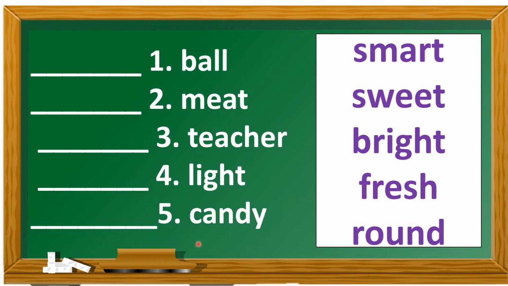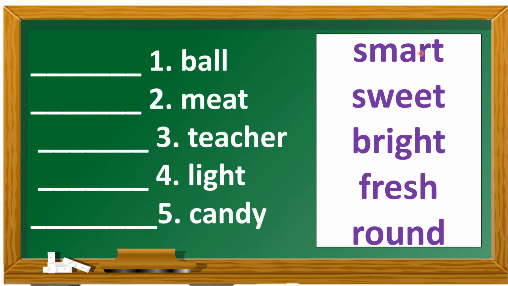Lahat ito ay pangalan. Yung ball, bagay. Yung meat, pagkain. Belong pa rin yun sa bagay. Teacher is a person. So light, ito yung light is ilaw. Okay, it's an object. Candy is also a food. So belong to dun sa object.